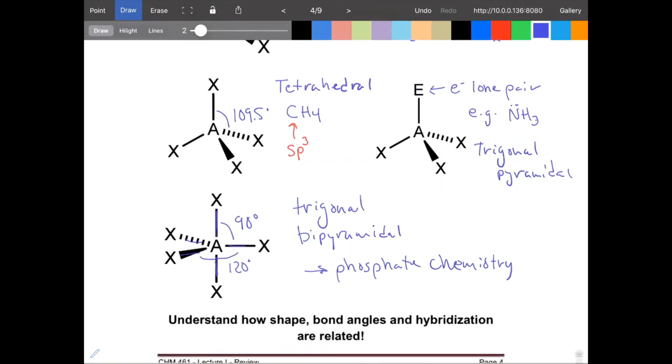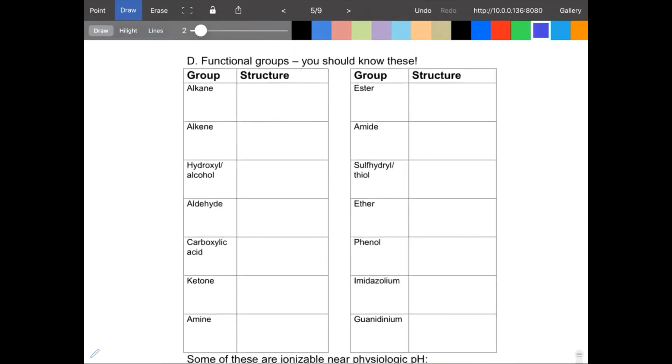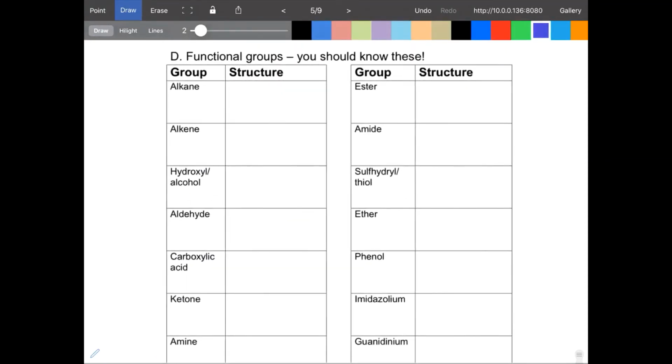But please do understand how shape and bond angles and hybridization, all of that stuff, is related. So when I said sp3 versus sp2, hopefully you understood that. If not, please do review those. Another thing you might need to review if you haven't thought about these in a little while are the functional groups. These become very, very important when talking about everything we're going to talk about: protein structure, DNA structure, metabolism. Definitely have to understand those. So, for example, if you remember alkanes, it's kind of a repeating CH2 group over and over again, but it could be branched, so that might not be the case.